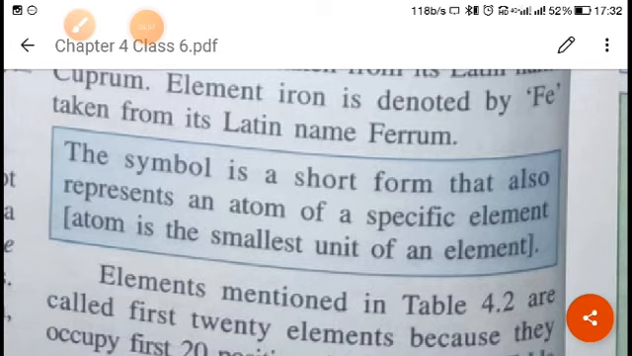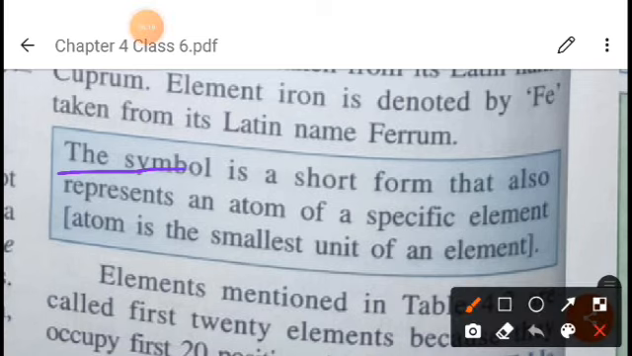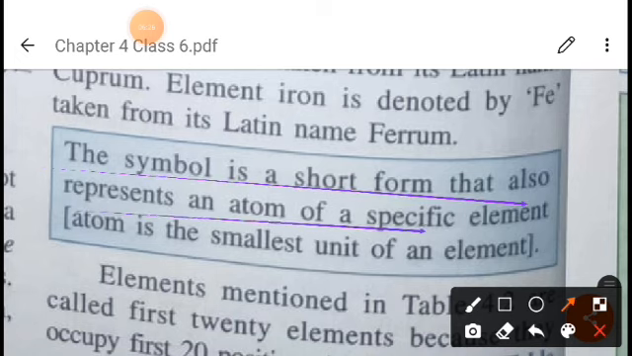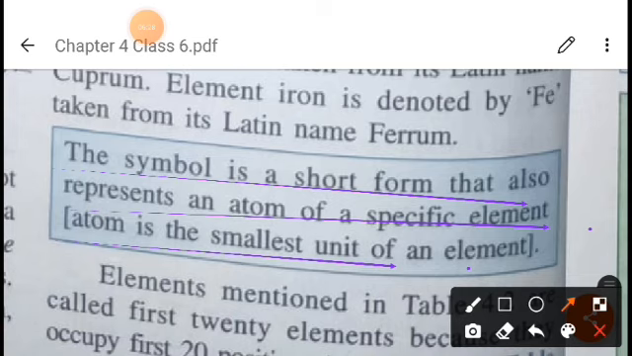Suppose I give you one example. All of you have roll numbers in your school. The roll number is just like a symbol. Roll number 1, 2, like this. A roll number is just a symbol which denotes a particular student, right? In this way, a symbol is just a representation, a short form that also represents an atom of a specific element. An atom is the smallest unit of an element, we know that, right?